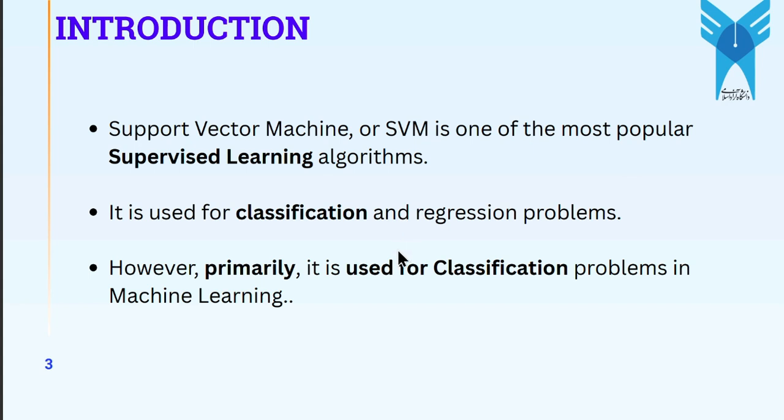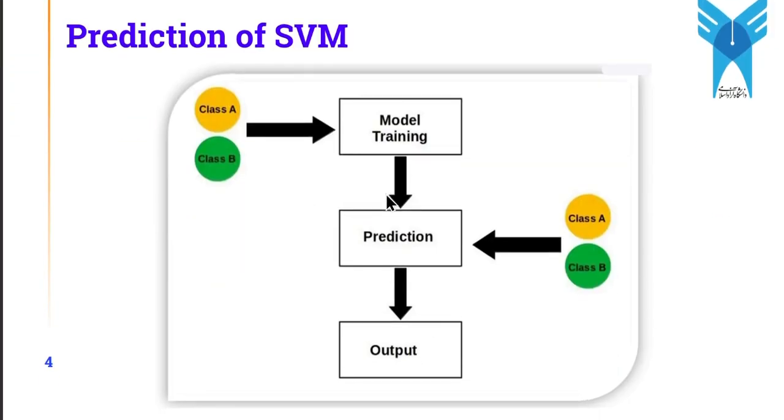Let's dive in. Okay, so imagine we wanted to separate apples from oranges. SVM finds the best line, or we could say the best boundary, to distinguish between them. So if we encounter a new fruit, it can correctly identify whether it's an apple or an orange. Don't forget that it's a supervised learning algorithm, and it is one of the most popular supervised learning algorithms, mainly used for classification problems in ML.